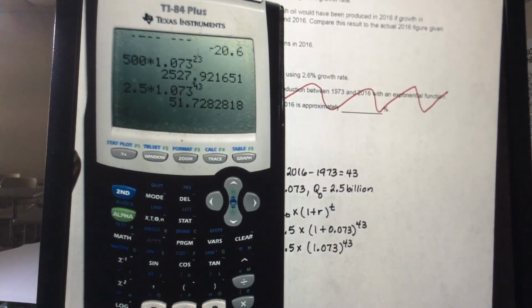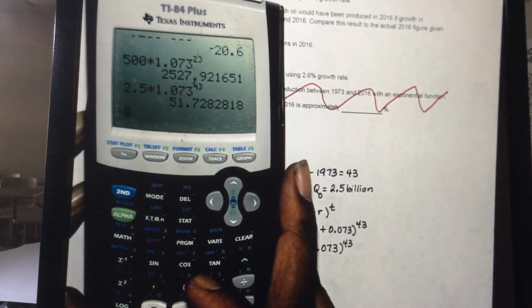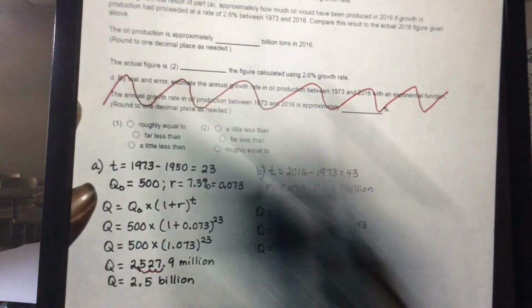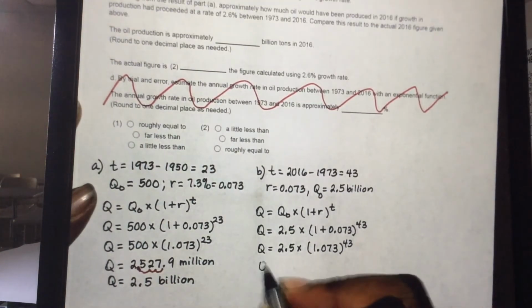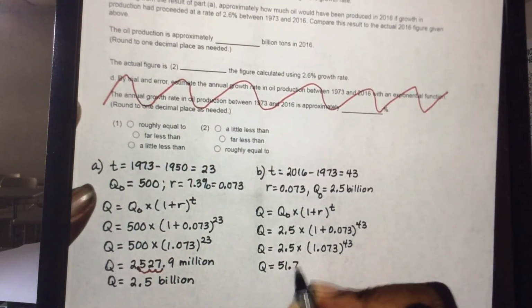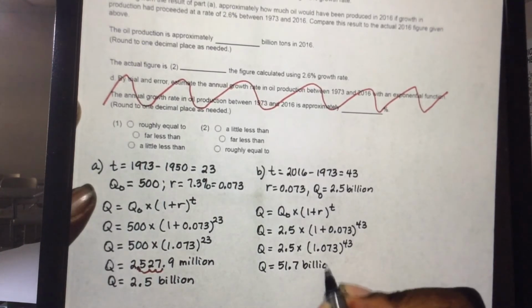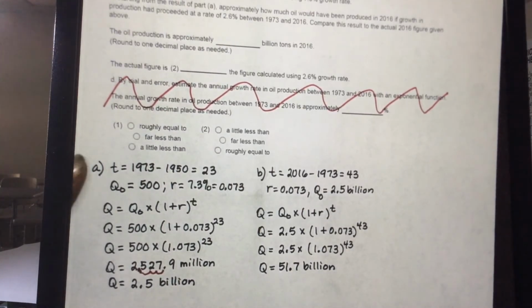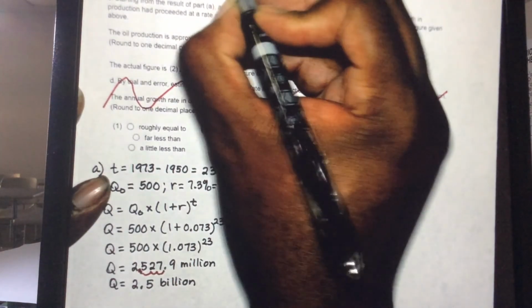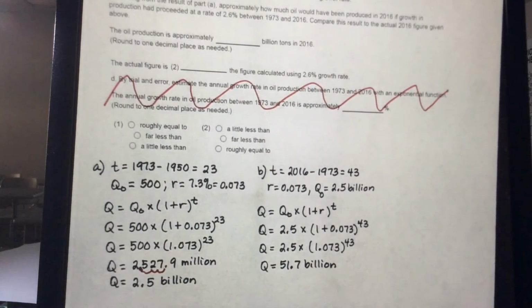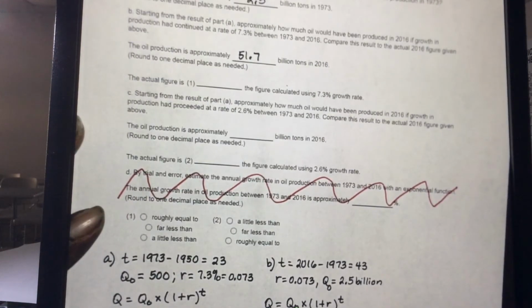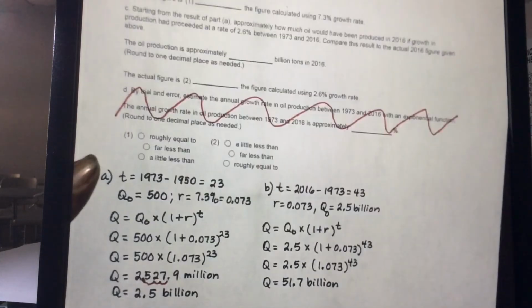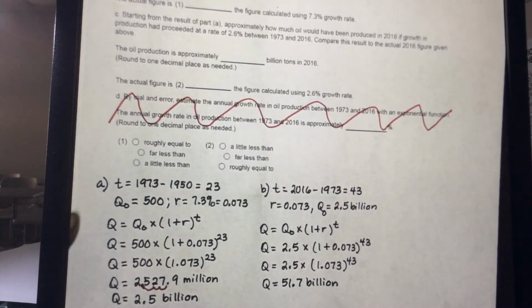And I'm going to say, to one decimal place, 51.7 billion. That will be the oil production in billion tons for 2016. Now they ask us to compare that result to the actual 2016 figure.